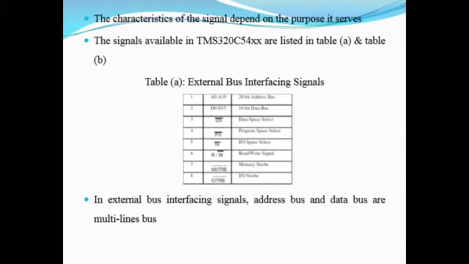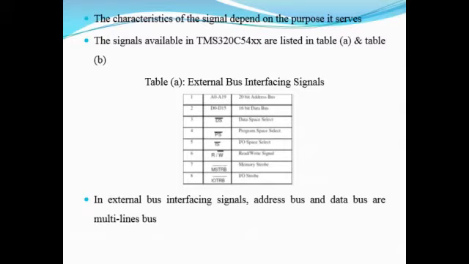So we can see the list of signals which are given for TMS320C54 in the form of external bus interfacing signals. A0 to A19 will be considered as the address bus, which is 20-bit. Then D0 to D15, which is the 16-bit data bus.